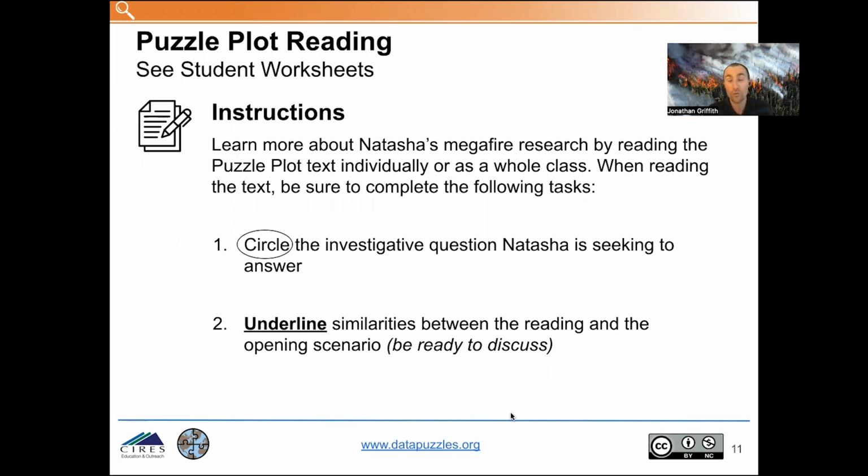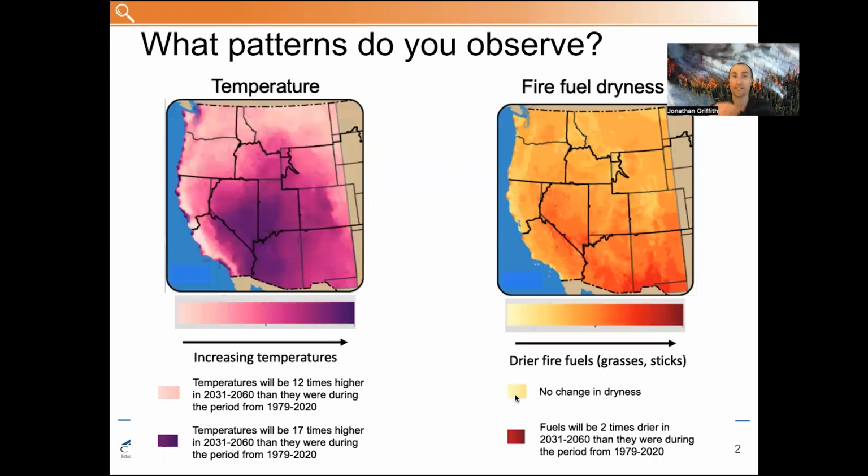Again, as you're reading the text aloud as a whole class or as students individually, we want students pausing to watch the videos, pausing to study the graphics, and in particular, this graphic that's embedded in the text, which looks at the relationship between temperature and fire fuel dryness. Fire fuel, again, being sticks, grasses, things that would ignite and provide fuel for a fire. We're looking at increasing temperature projections in time. Temperatures in the Southwest are projected to get increasingly warm in the future.